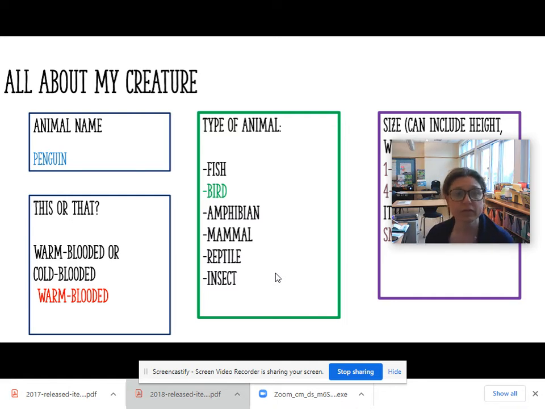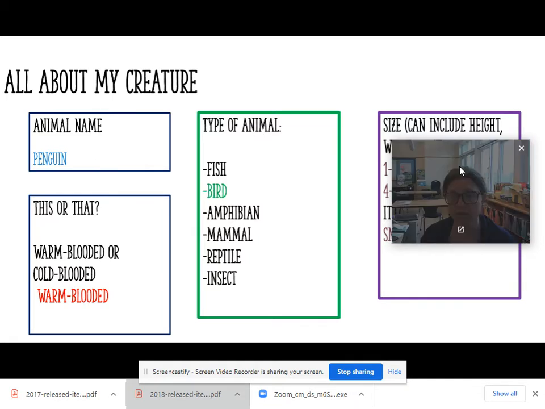So now I'm going to fill out this information about my creature. What is my animal's name? Penguin. Is it warm-blooded or cold-blooded? It's warm-blooded. What kind of an animal is it? It's a kind of bird.